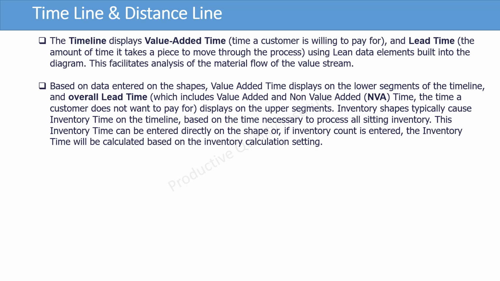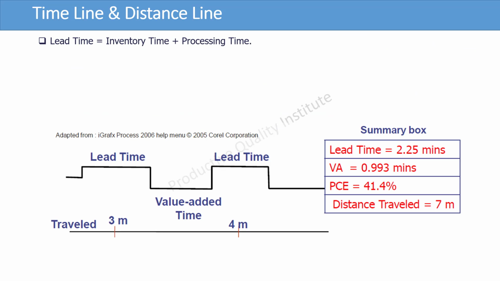Inventory shapes typically cause inventory time on the timeline, based on the time necessary to process all sitting inventory. This inventory time can be entered directly on the shape, or, if inventory count is entered, the inventory time will be calculated based on the inventory calculation setting. Lead time is equal to inventory time plus processing time. Processing time is equal to value-added time plus non-value-added time.